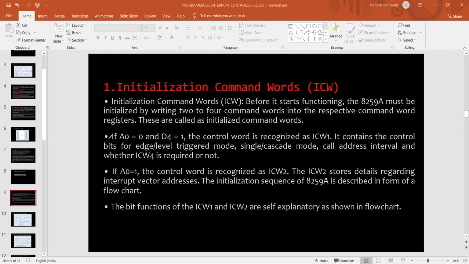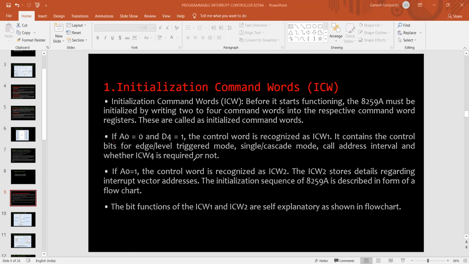Now, what you have to understand? If A0 is equal to 0 and D4 is equal to 1, the control word is recognized as initialization command word 1. It contains the control bit for edge. Okay, so this is all about initialization command words 1 and 2.